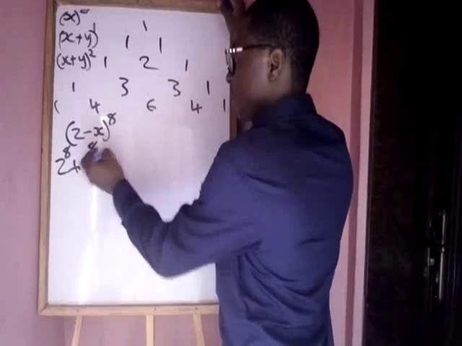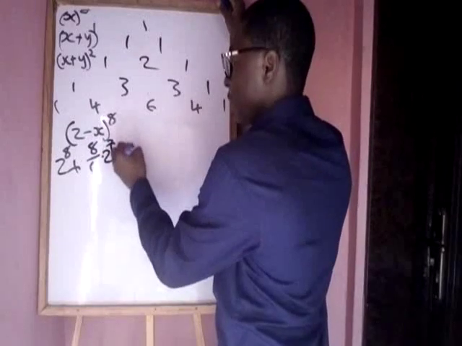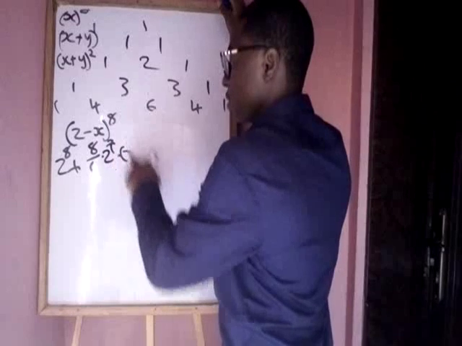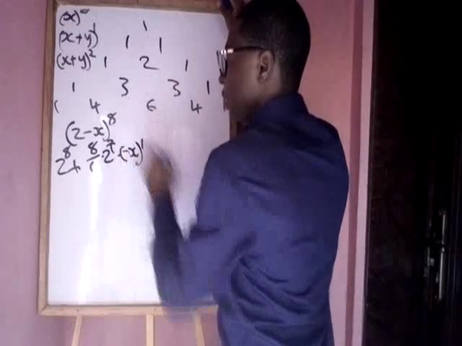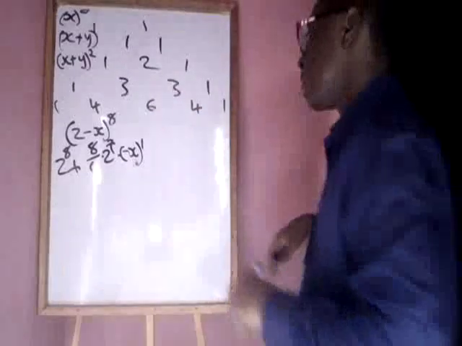8 over 1 times 2 raised to power 7 times minus x raised to power 1, x raised to power 1. So this is using the combination method. We don't want to just start guessing with Pascal's triangle. Then let's move to the next thing.